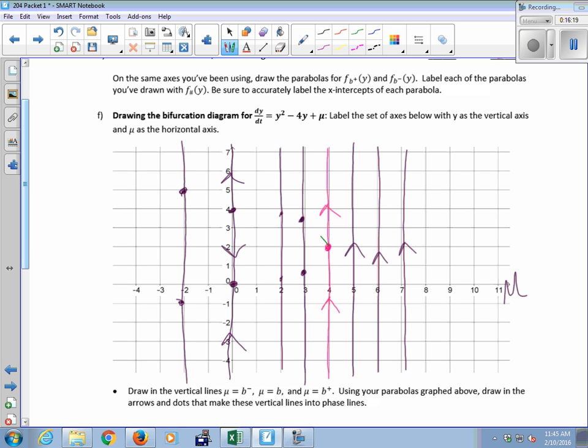And you can connect all your equilibrium points, and you get a diagram. This is called a bifurcation diagram. It's just a bunch of phase lines next to each other, lined up horizontally, where you draw the phase lines based on mu, the different parameter values. You can get some pretty crazy looking bifurcation diagrams.